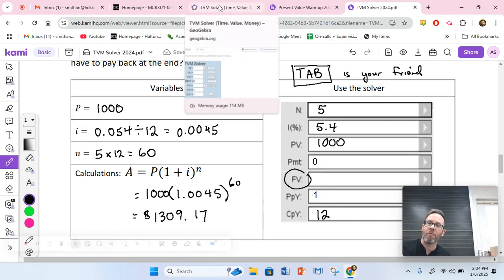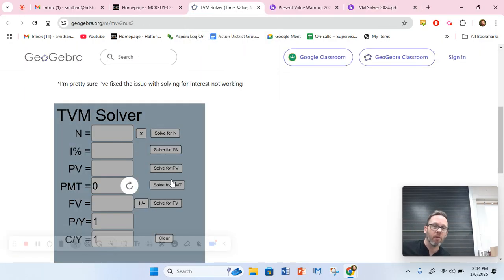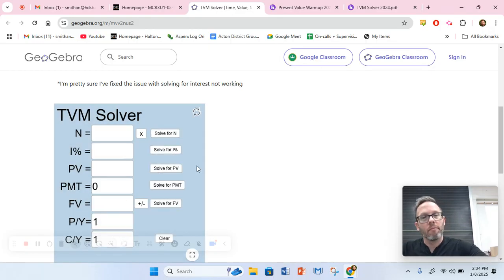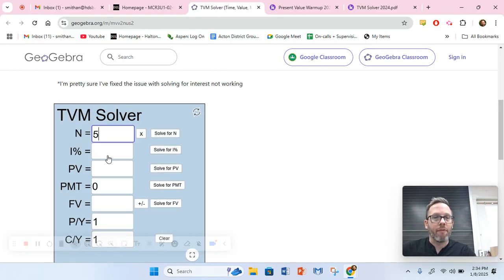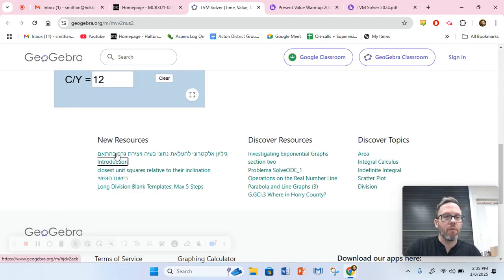I'm going to do the same thing on my TVM solver here. So N is 5, 5.4, PV is 1,000. Just leave that as it is, yeah. And CPY is 12. Whoops, a doodle.